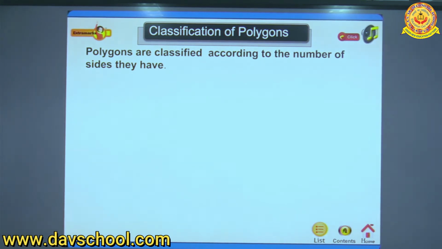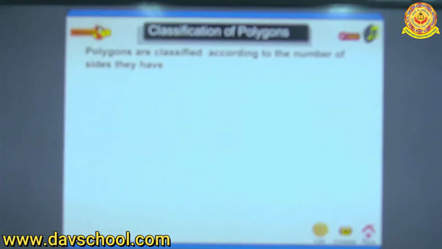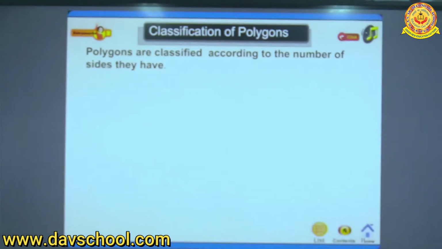In the classification of polygons, classification means how we categorize polygons into different categories. So polygons are classified according to the number of sides. We already observed the number of sides 2, 3, 4. Is it possible to have a polygon of 2 sides? No, sir. So that means it starts at least with 3. So when the number of sides is 3, 4, 5, 6, the names are accordingly. What are they?